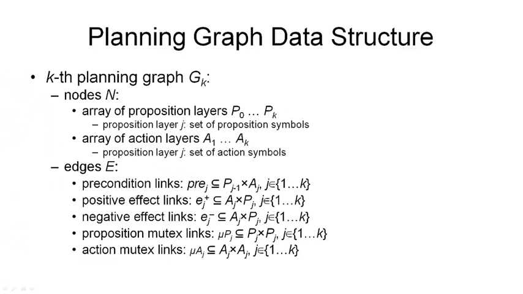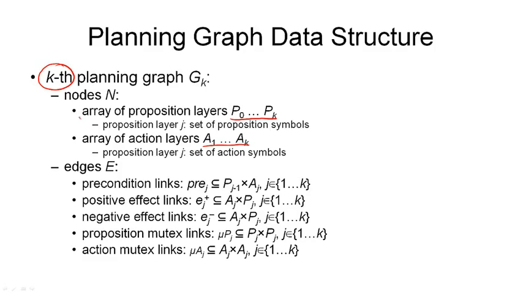And for those of you interested in the implementation details, here is the data structure that can be used to hold the planning graph. Specifically, we're talking about the structure that can hold the kth planning graph we're generating, which consists of the proposition layers P0 through Pk and the action layers A1 through Ak. And the first graph we generate is, of course, G0, which contains just the proposition layer P0 and no other layers.